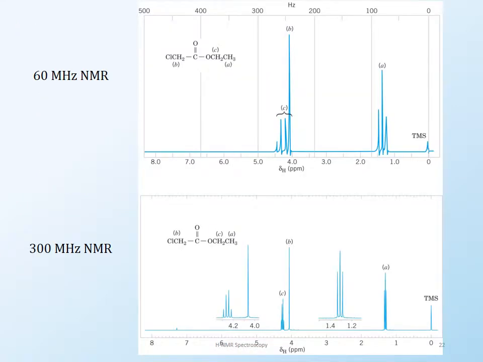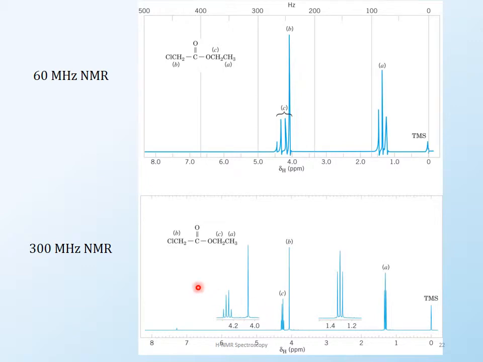A little bit about resolution. Here are two spectra, a 60 megahertz and a 300 megahertz NMR. The 60 megahertz NMR is not such a good NMR, because you're looking at a very low frequency, and the magnet here is not going to be very strong either. When you look at a higher frequency NMR, then you also have a better magnet. With a better magnet, you get a better resolution.